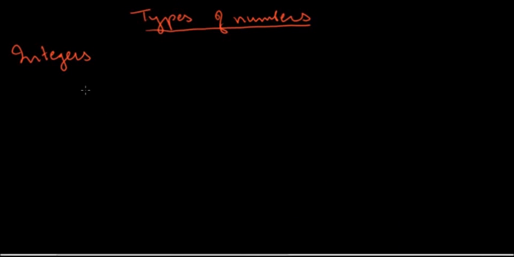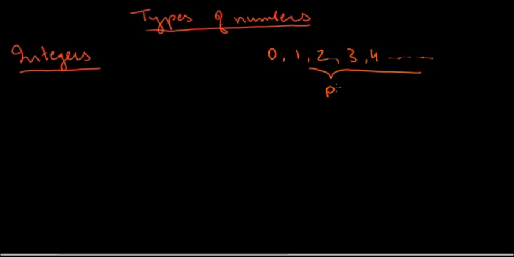Next, we'll look at types of numbers that we can have. The first category of numbers that you need to know are integers. Integers are numbers that look like whole numbers. So if we go back to our number line, let's start with 0. You can have 0, 1, 2, 3, 4, and so on. The numbers 1 and above are all positive integers.